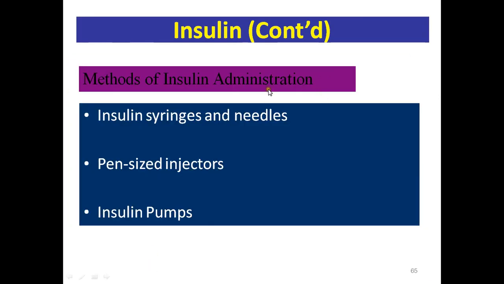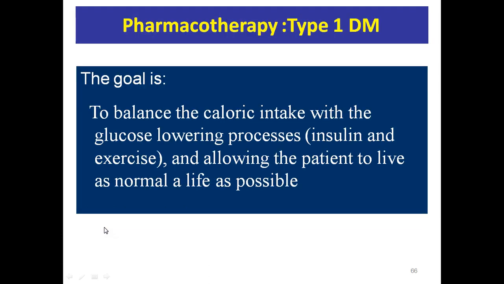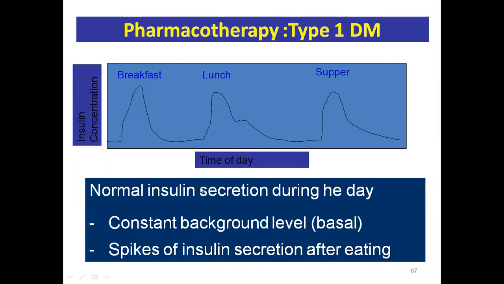So how will you give the insulin? You can give insulin with syringes or needles. There can be pen-sized injectors, and now the insulin pumps, a newer therapy. The goal in type 1 diabetics is to balance the calorie intake with the glucose lowering process, insulin and exercise, and allow the patient to live as normal a life as possible. So you have to maintain the diet with the insulin and exercise. They have to be managed in a way that the patient lives a normal life.